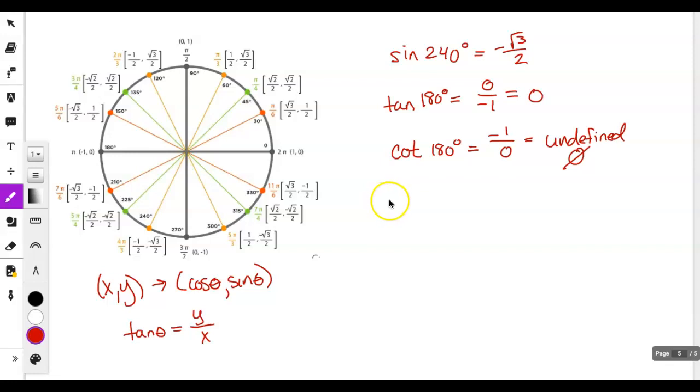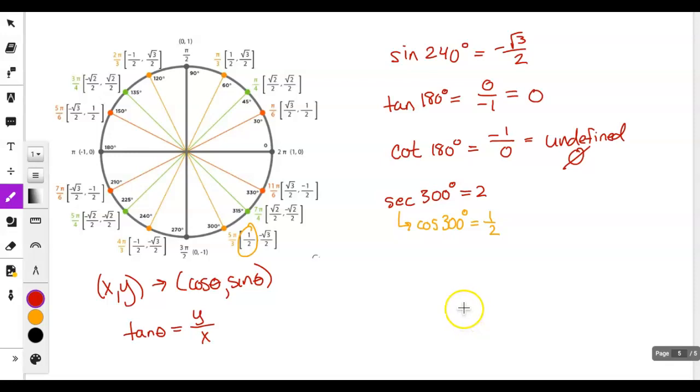Let's do the secant of 300 degrees. So the secant is the reciprocal of cosine. So the way I would do this is I would write, okay, let's look at the cosine of 300 degrees. And the cosine of 300 degrees is the x-coordinate, so that's 1/2. And so then the secant of 300 degrees is just the reciprocal of 1/2, which is 2.